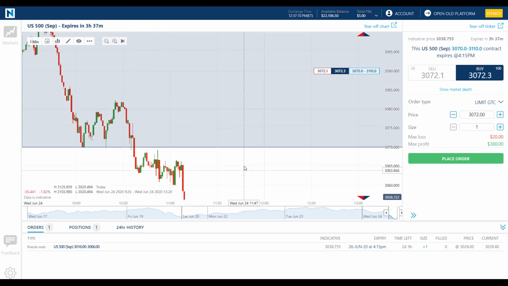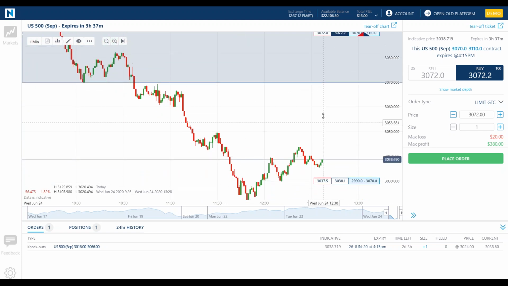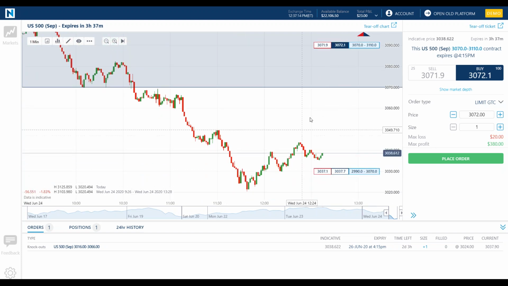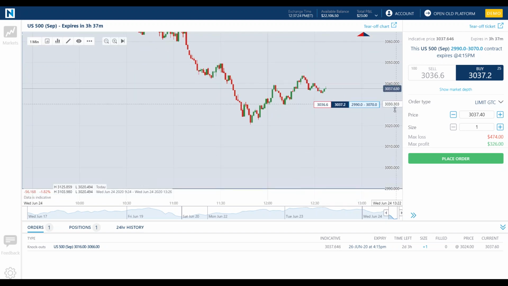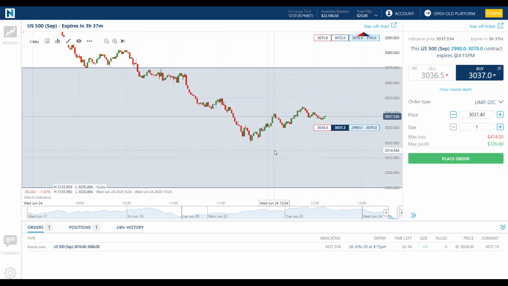But in a call spread, you're not knocked out. As it continues to go lower and lower and lower, the probability of it coming back is low, and there is a premium associated with these. So it's a little bit more dynamic. This particular call spread, here you go, is the 20.90 to 30.70.